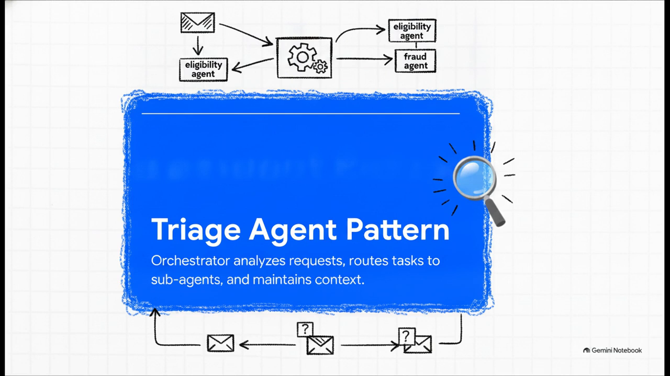It ensures every request is analyzed and sent to the right specialist, like routing between an eligibility agent and a fraud agent, all while maintaining context perfectly so sub-agents don't improperly bypass the main orchestrator.